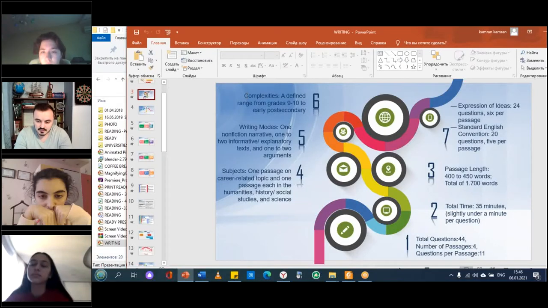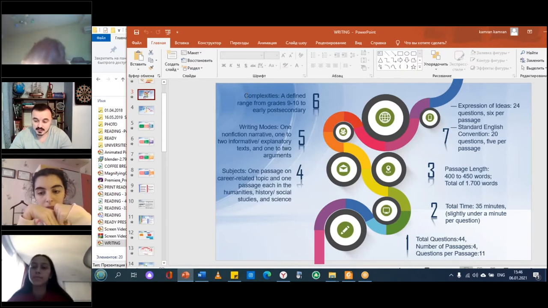And look at the 7-1 class. The Writing section consists of two main subcategories. First is expression of ideas and standard English convention. When we say standard English convention, we basically mean the grammar section. First of all, we're going to start with the grammar section.